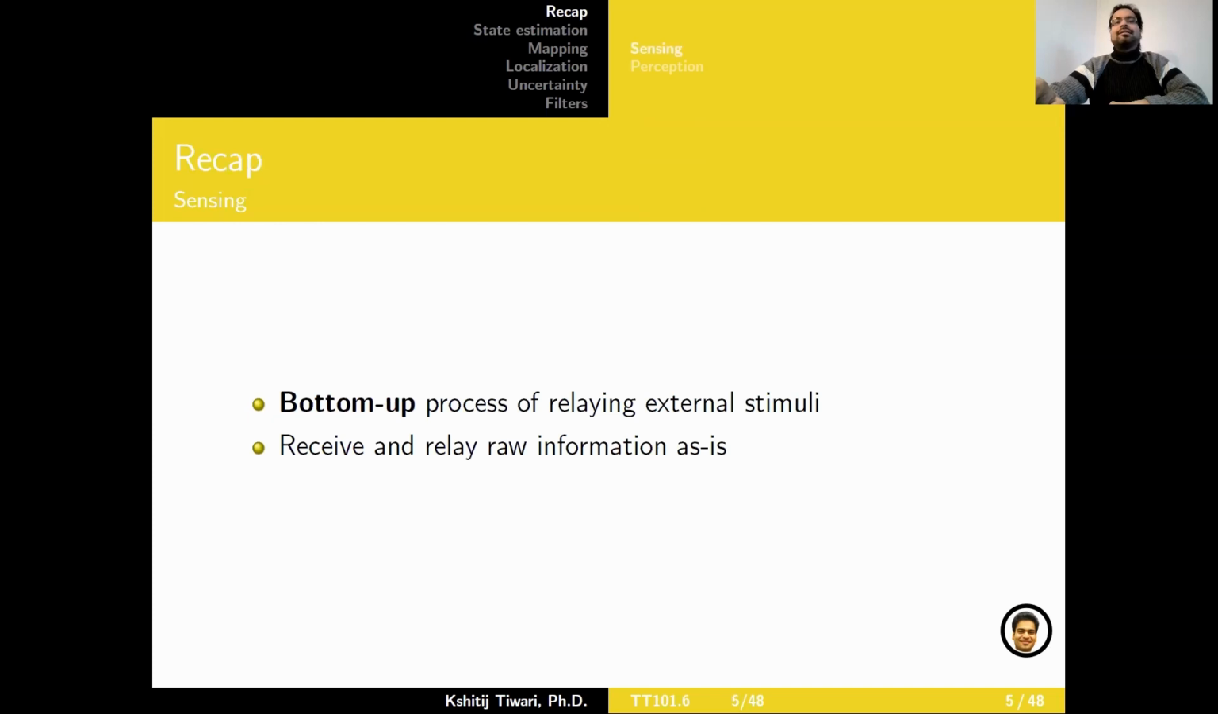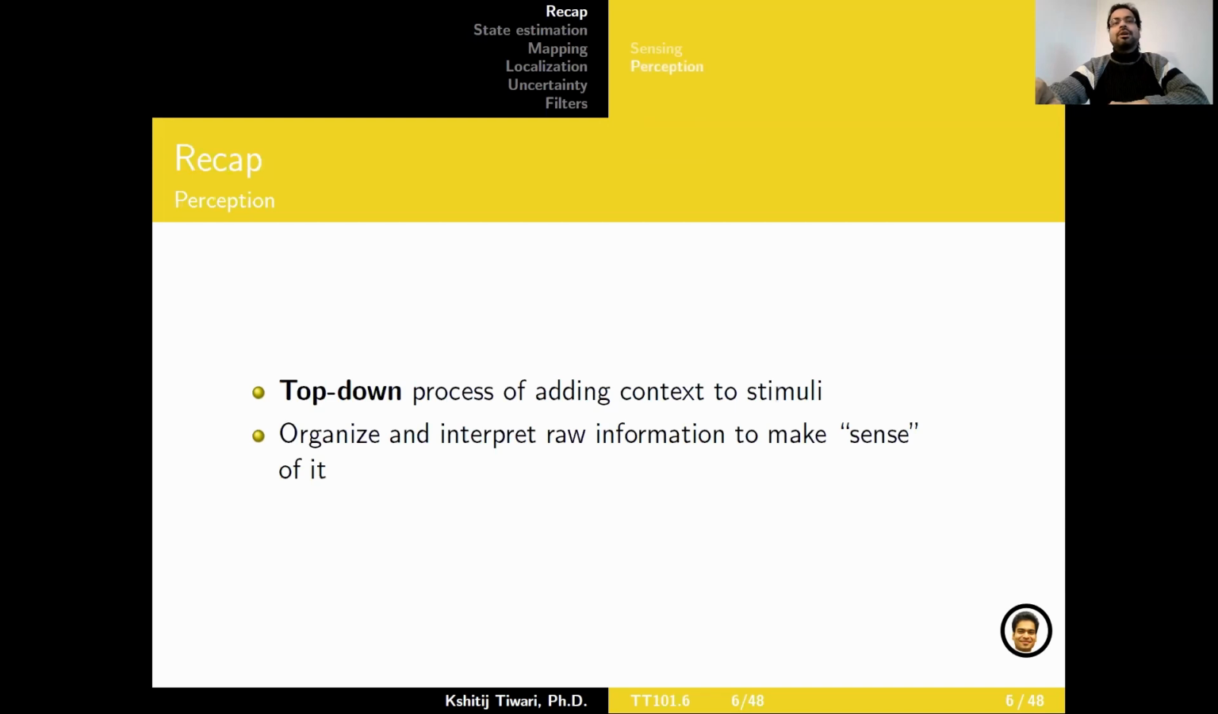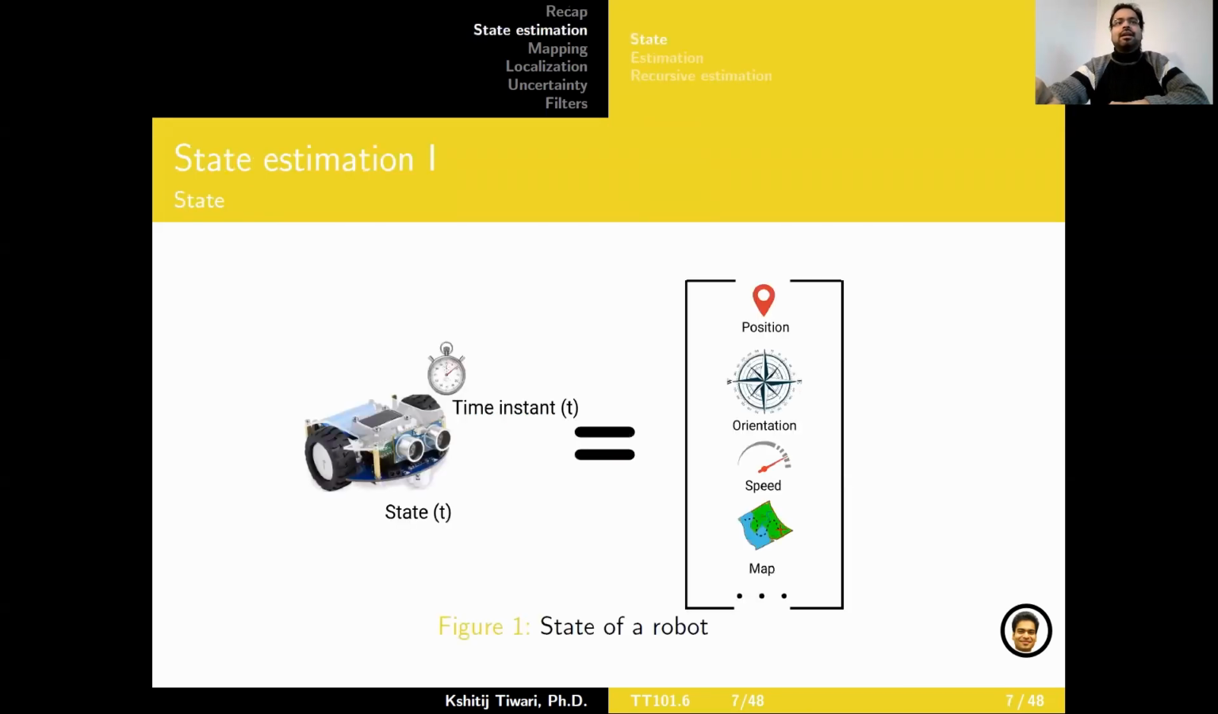So we saw that sensing is a bottom-up process of relaying the external stimuli as is, and you just receive the raw information and you just pass it along. Whereas perception is the top-down process where you add context to the stimuli, you organize and interpret the information and try to make some sense out of it.